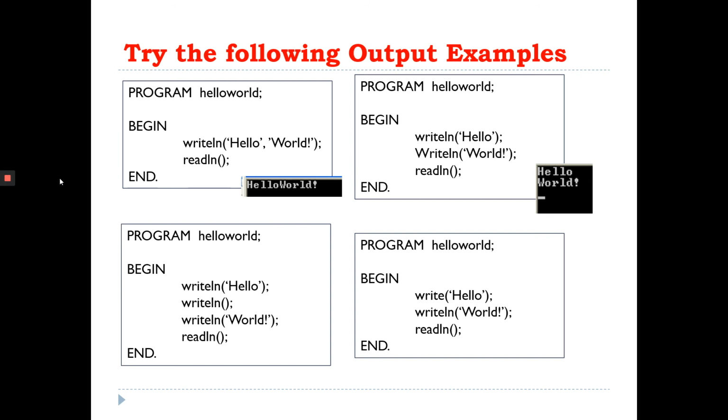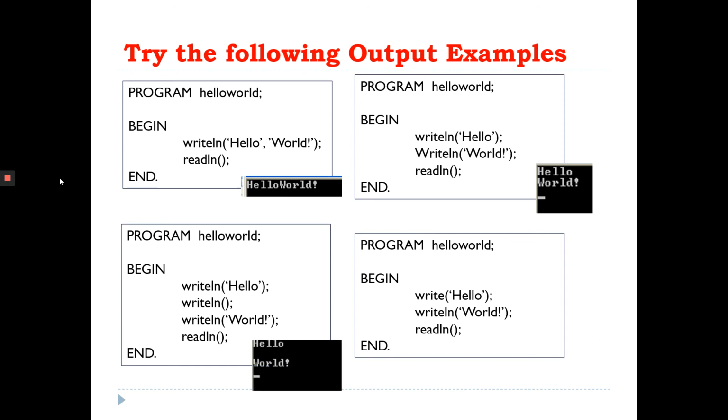Next, hello world on separate lines. Notice that the cursor has gone to the 3rd line, and this is because the writeln prints out the statement and then moves the cursor to the next line. So the fact we have 2 writelns means that the cursor is going to go down 1 line each time. So we end up on the 3rd line.